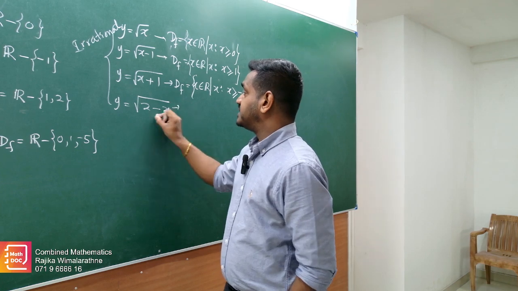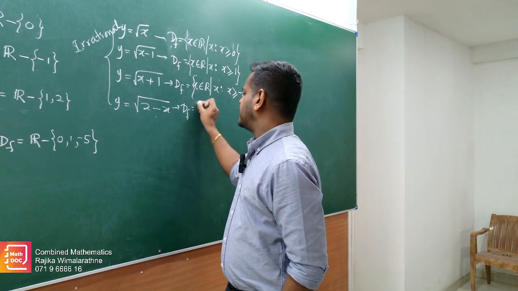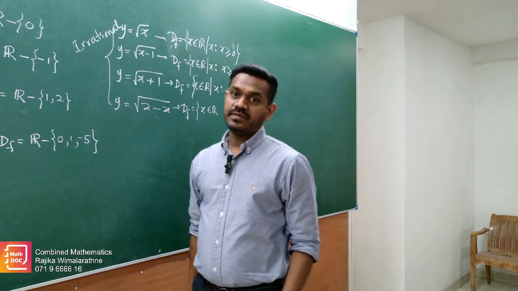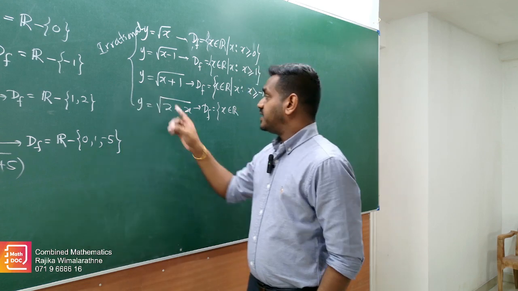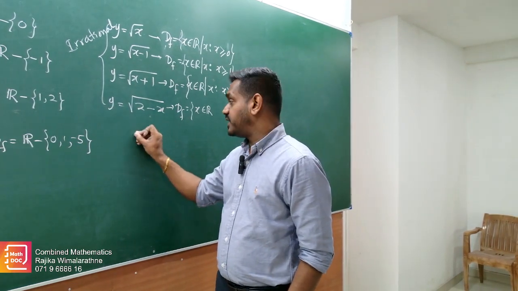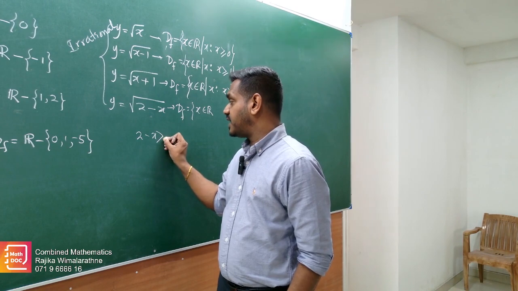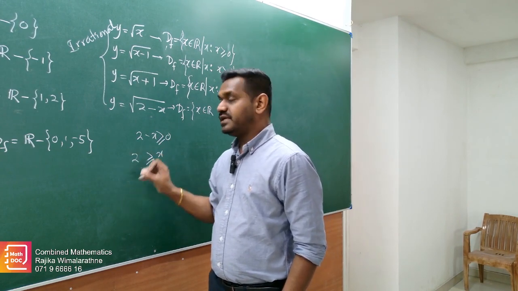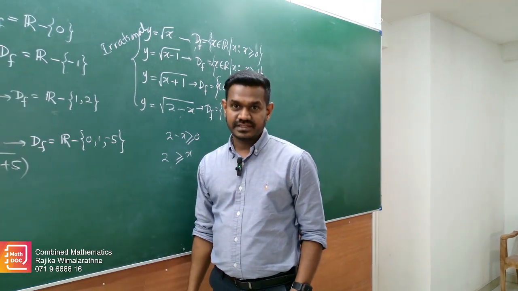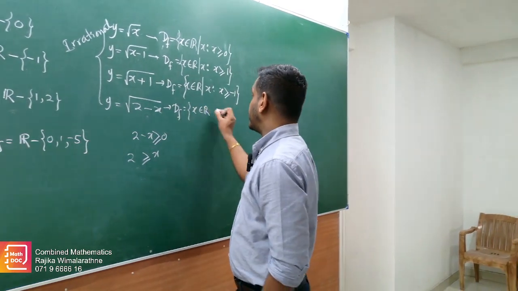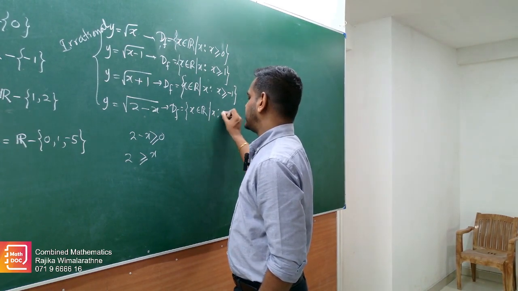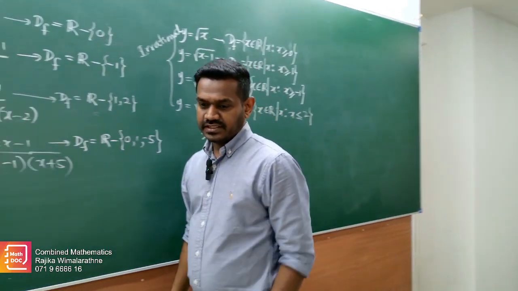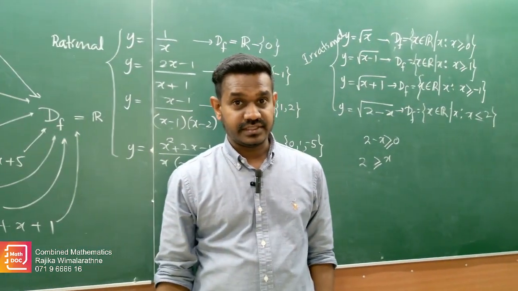Then further, for this case, the domain: x is an element of the real set, then within the square root the value must be positive, no? Then x must be less than 2. That means 2 minus x must be greater than or equal to 0. Then solve this inequality. Then x must be less than or equal to 2. Here the domain is x such that x is less than or equal to 2. That is the domain for irrational functions.